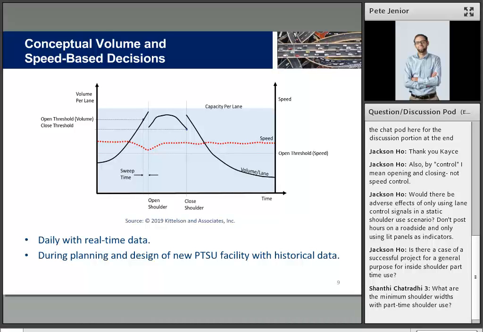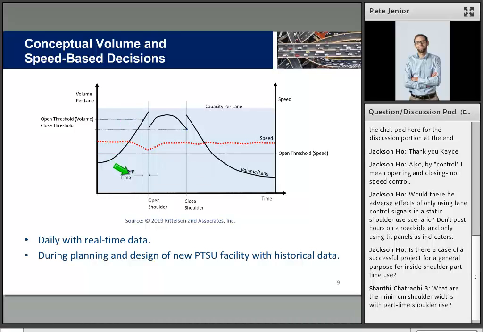Here's an example of what these thresholds may play out as, and I'm going to put a pointer on the screen here if I have one. If we look here, this is a volume profile on a given day, and the volume is increasing, and suddenly the volume reaches a threshold for opening. This is volume per lane. So an opening process begins. That's referred to as the sweep time.